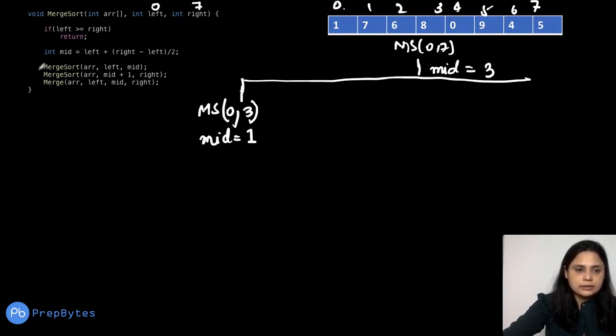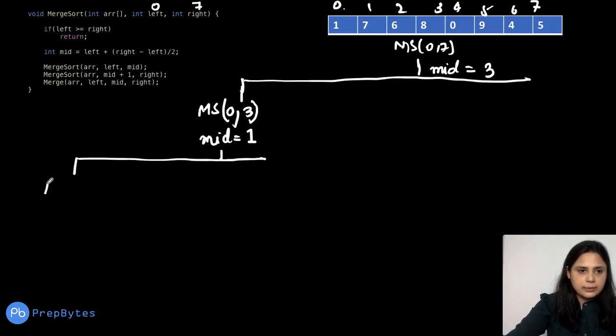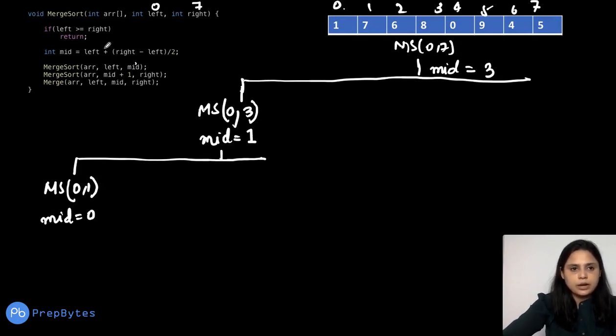Now I'll go to this particular line, and it gets executed. Again we have a new function call. Let's call it ms 0 comma 1, because mid was 1. I again calculate my mid, and my mid becomes 0. I check if left is greater than or equal to right. No. I calculate my mid, which comes out to be 0.